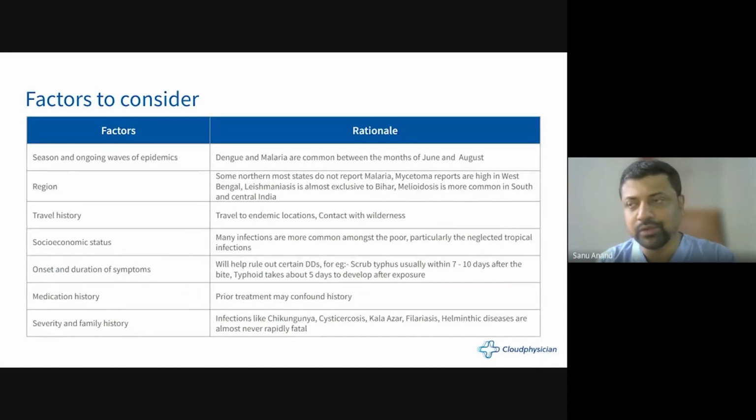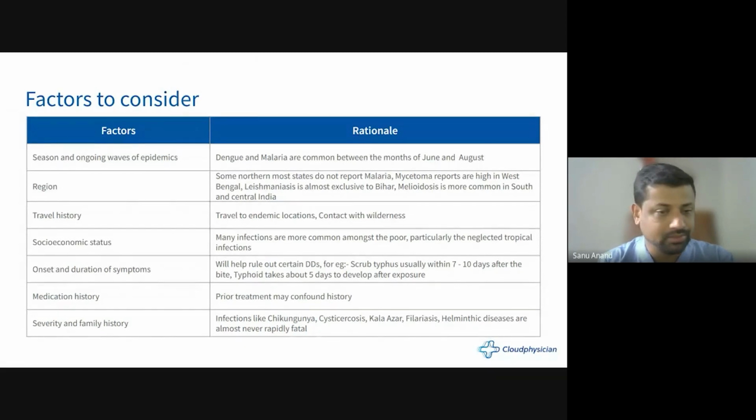And the region that you live in also is very important. Now, we deal with ICUs in 16 states as an organization, so it's perhaps important for us to be familiar with some of these diseases which come up in some states that we deal with. Some northernmost states like Jammu and Kashmir, Himachal Pradesh don't really report malaria. It's too cold. Basically, places which get snow do not harbor mosquitoes, not to the extent that it happens in more tropical climates, so to speak.